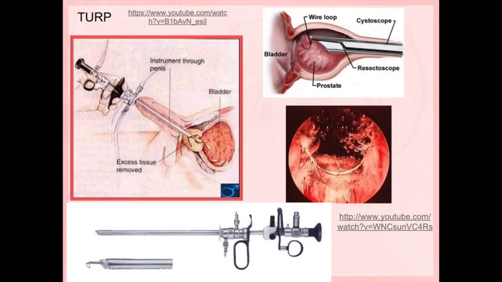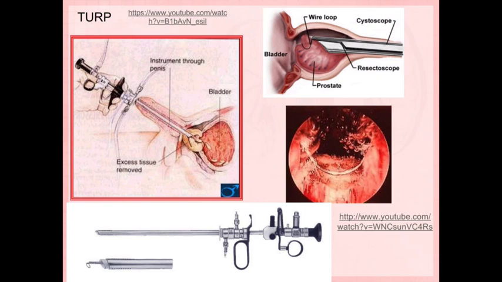BPH is not cancerous but can cause obstruction that can cause reflux or backflow of urine, infection, and difficulty voiding. A TURP is a typical treatment for this condition. This procedure is done in the cysto room with urethral sounds, resectoscopes, and a loop electrode with cautery.